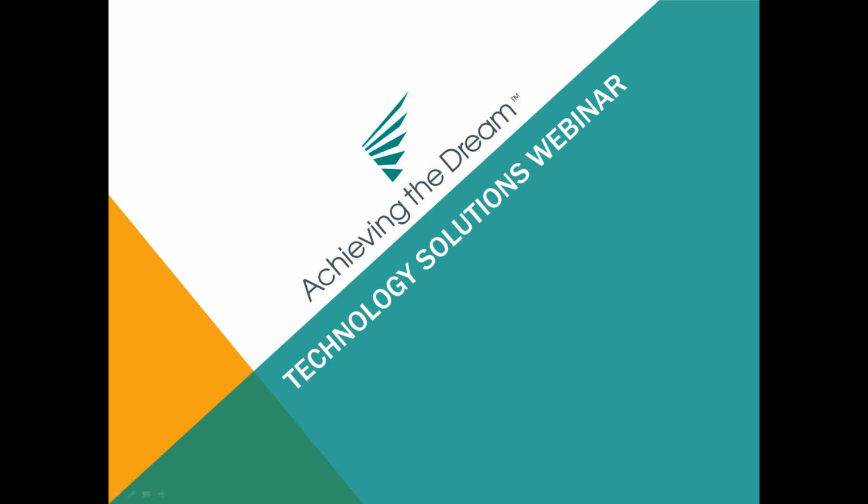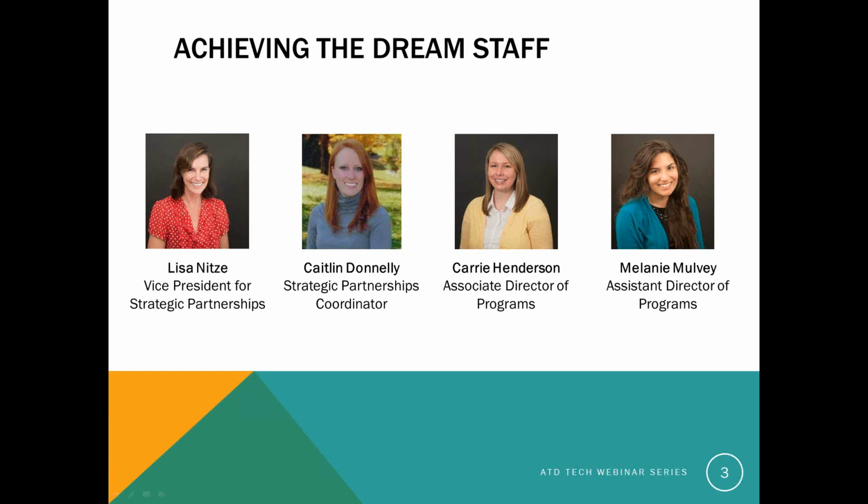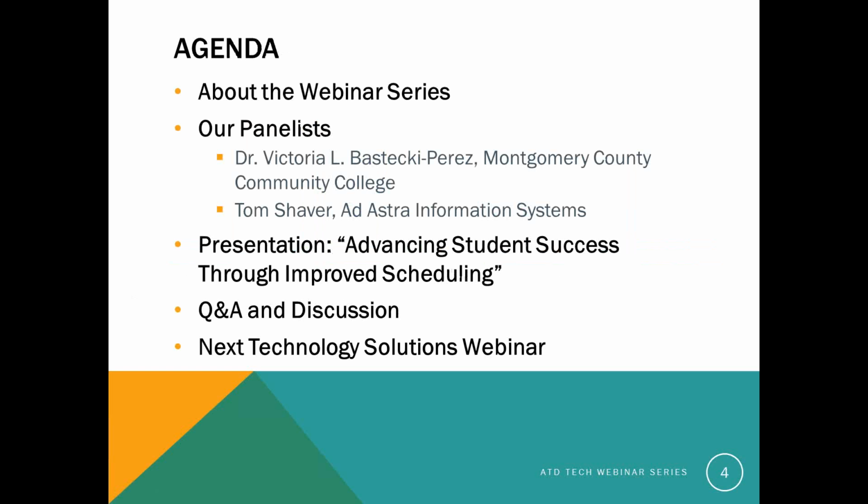I'm going to start by introducing the Achieving the Dream staff. I'm Lisa Nitsa, the Vice President for Strategic Partnerships. Caitlin Donnelly, who you were just hearing from, is the Coordinator of Strategic Partnerships. Carrie Henderson is the Associate Director of Programs and Policy, and Melanie Mulvey is the Assistant Director of Programs and Policy. All of us have been working with the presenters that you will be hearing from today, and are just thrilled to be presenting this webinar.